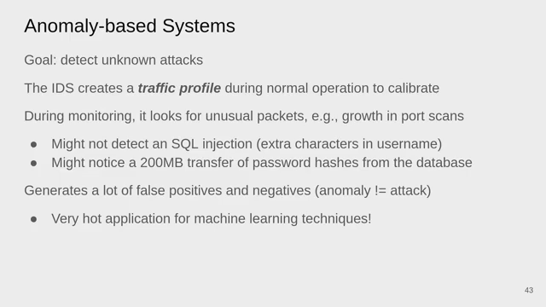You look for unusual packets, growth in port scans, growth in changes and whatnot. This might not detect an SQL injection because the amount of data being sent to the web server may be the same. It may look like a perfectly benign request. But it may notice a 200 megabyte transfer of password hashes from the database. Because suddenly the response from the database is not just 2 kilobytes, but 200 megabytes being sent to the attacker. Right? So you can detect very severe anomalies.